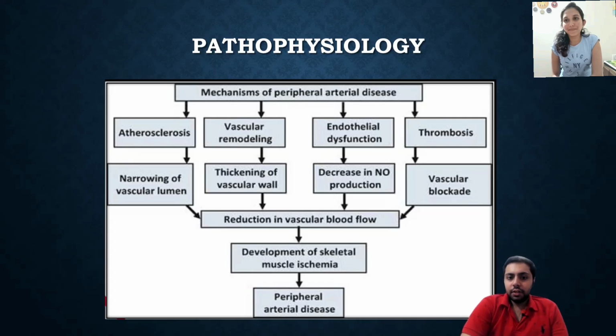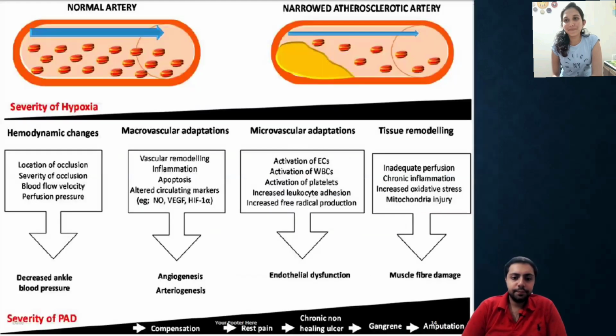Then endothelial dysfunction, decrease in NO. So basically, what does NO do? NO is nitric oxide. So what does the deficiency of NO do in the blood vessel? Any idea about it? Basically, decrease in NO in the vessel will cause vasoconstriction. So again, decrease in the blood flow and ischemia and all that. Then we have thrombosis, which will again lead to blockage. So this is all the pathophysiology of PAD.